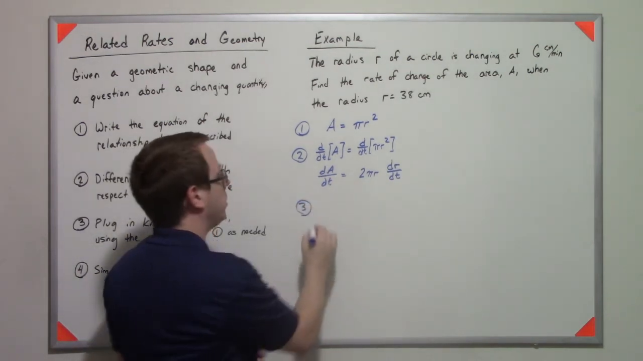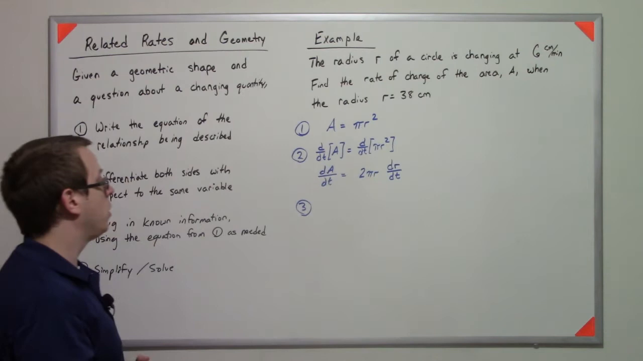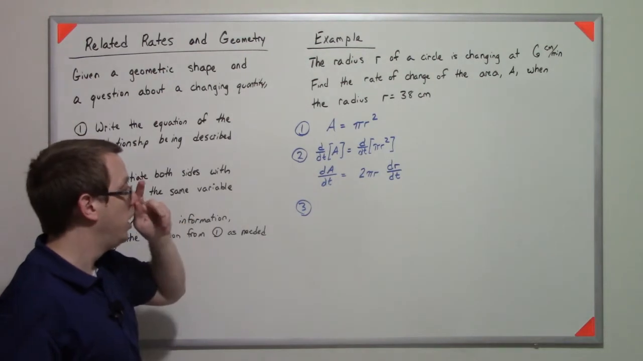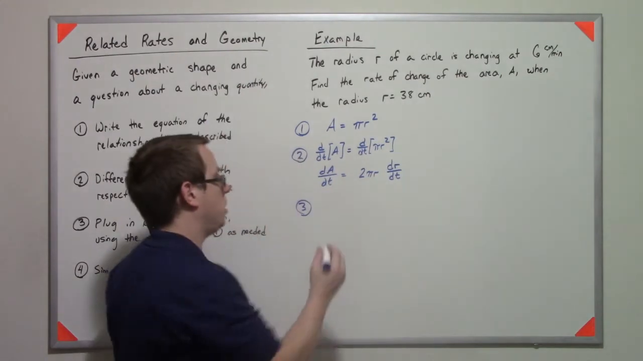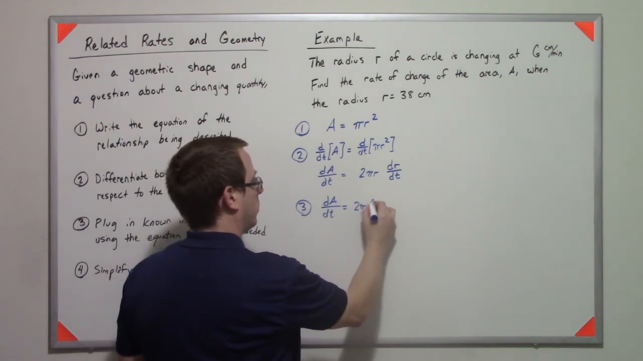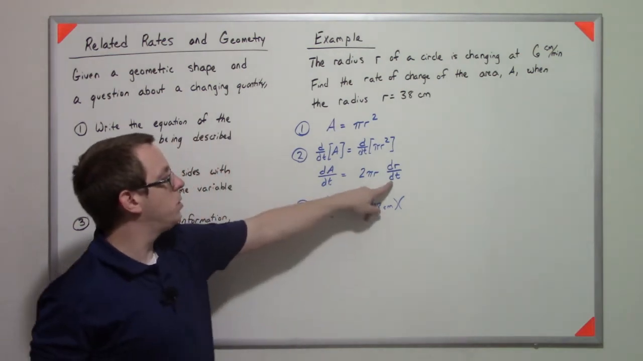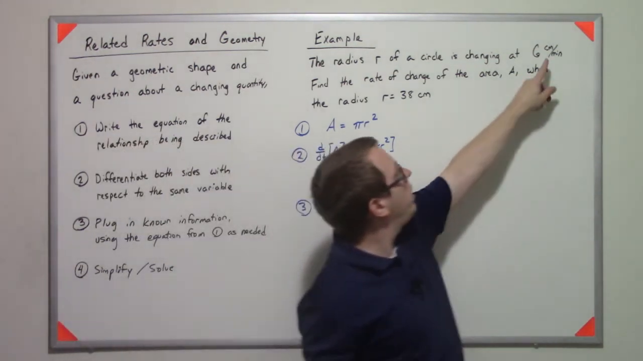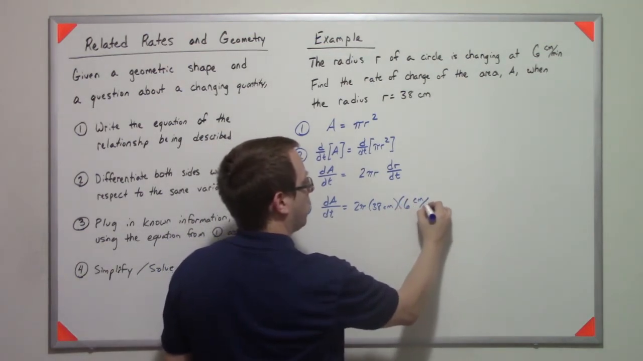So the next part is we need to inventory what we have and see if we have enough information to solve this problem. I'm trying to solve for dA dt, so I don't have to plug in for that. I just have to solve for it. 2 pi, those are constants. R, well, we know that r is 38 centimeters at this point. And we know dr dt, the rate of change of the radius with respect to time. Oh, well, we know what that is. That's actually given here. So that's 6 centimeters per minute.